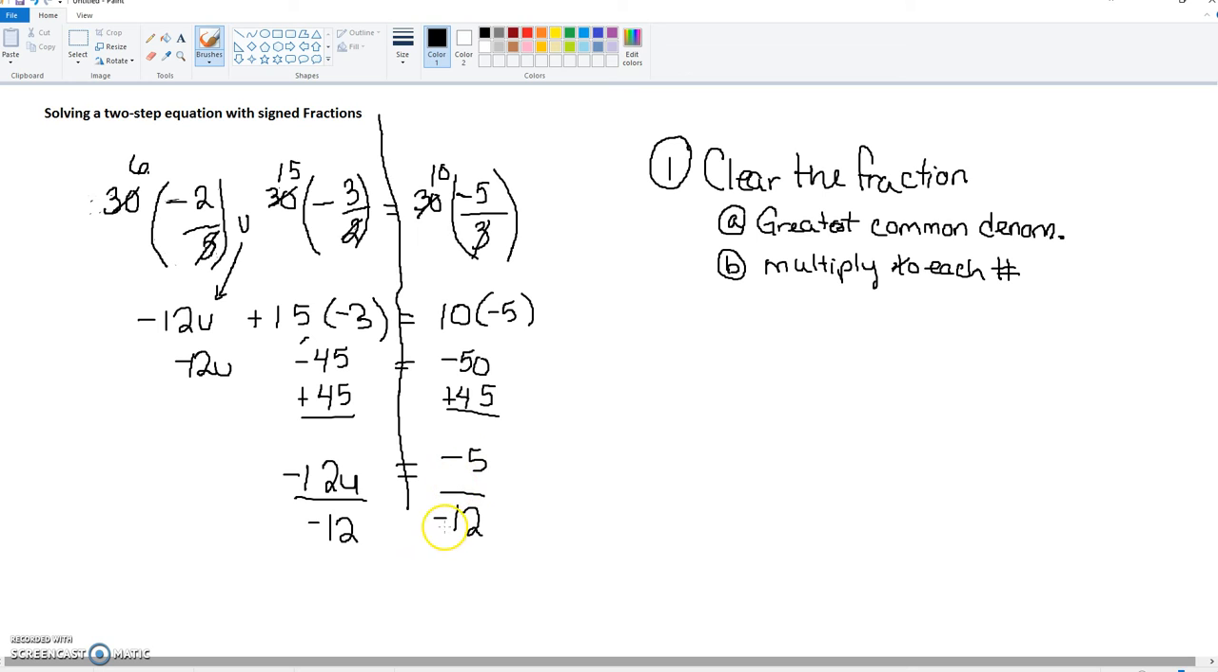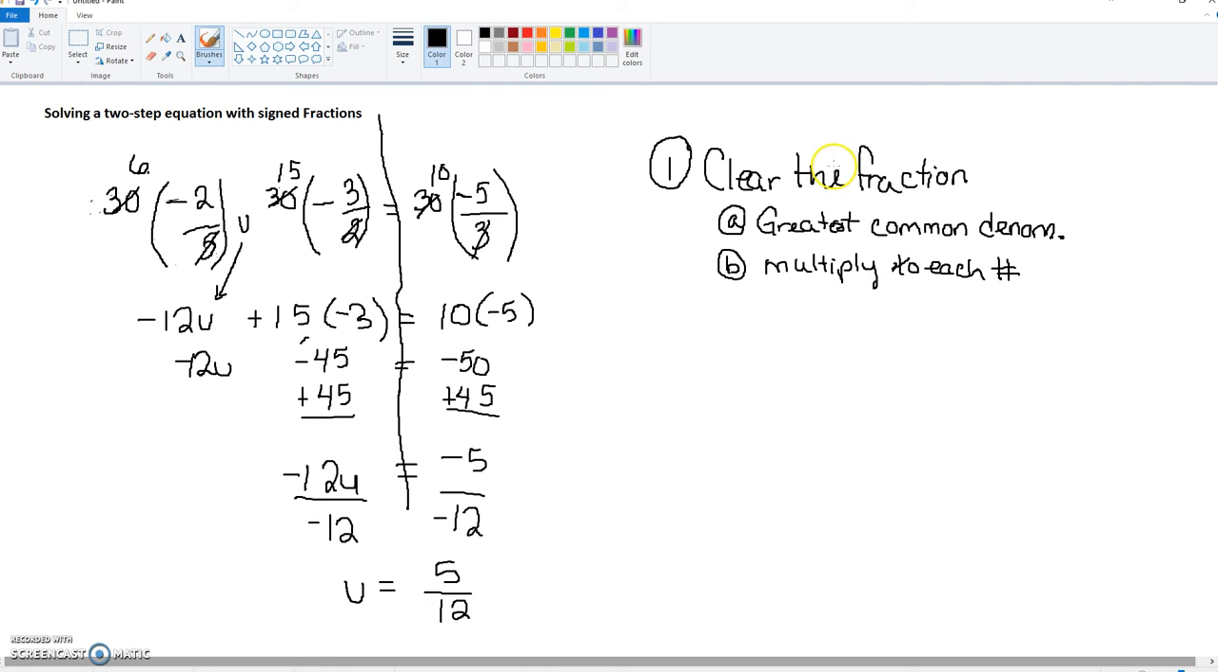And we have a negative and a negative. Now, if we divided this in a calculator, we'd get a decimal. Of course, we know by now that Alex is not going to want a decimal. Alex is going to want the fraction. And so here, we're just going to get rid of those negative signs because we have two of them. A negative divided by a negative is a positive. And in this case, it's going to be 5 over 12.